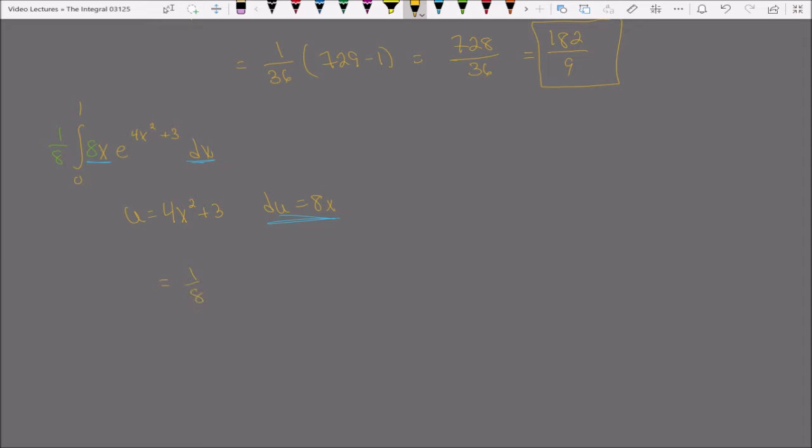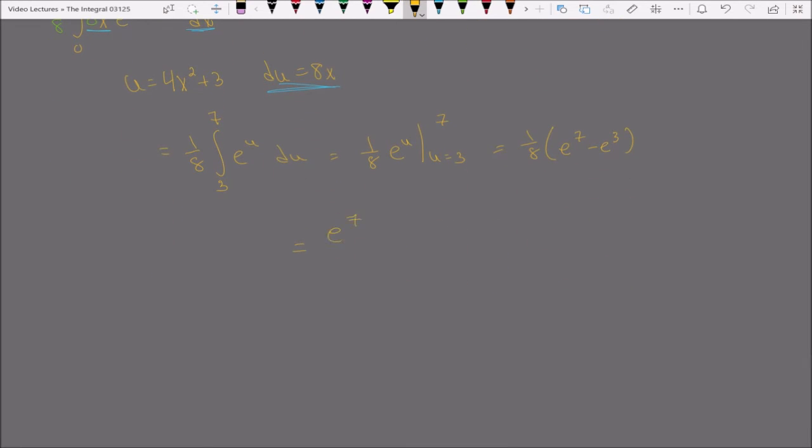We get 1/8 the integral of e to the u du. For the bounds, when x is 0, u is 3. It's 4 times 0 plus 3. When x is 1, u is 4 times 1 squared plus 3, which is 7. The antiderivative of e to the u is just e to the u. So that will be evaluated from 3 to 7. We get 1/8 times (e to the 7th minus e cubed).